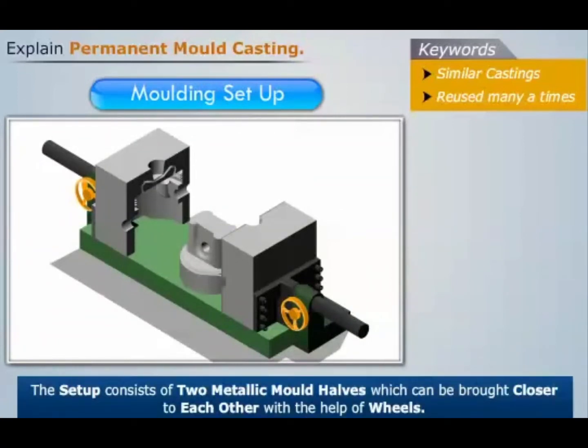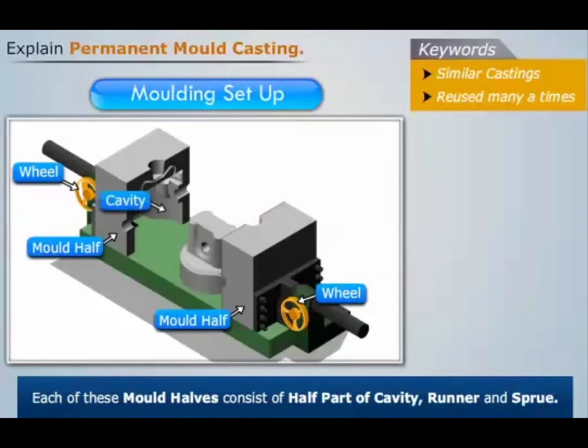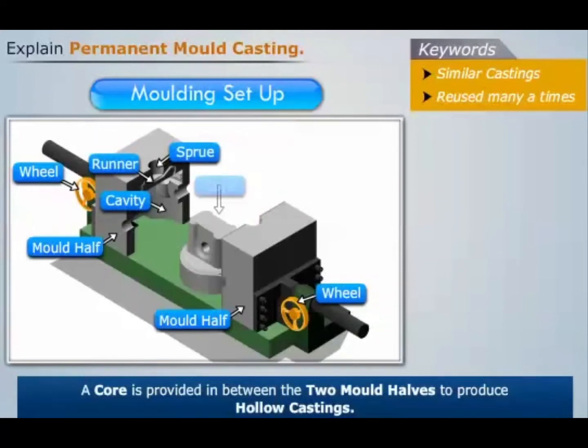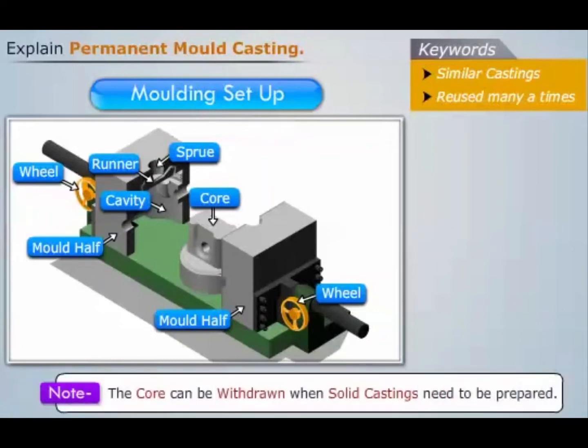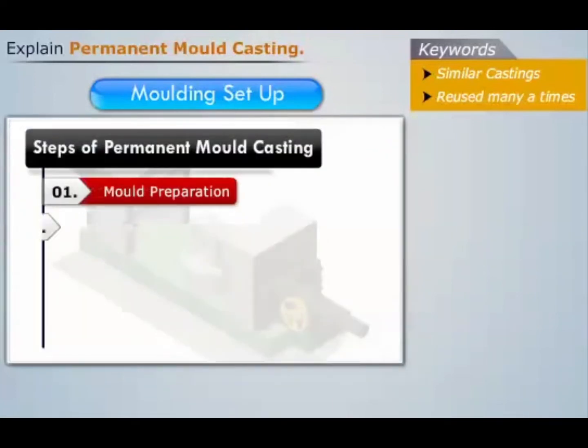The setup consists of two metallic mold halves which can be brought closer to each other with the help of wheels. Each of these mold halves consists of half part of cavity, runner and sprue. Also a core is provided in between the two mold halves to produce hollow castings. Note that the core can be withdrawn when solid castings need to be prepared. Now we need to follow the following steps.